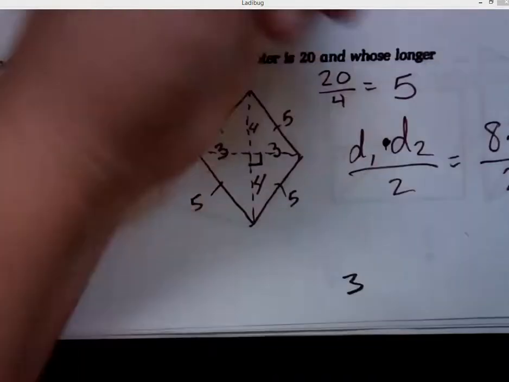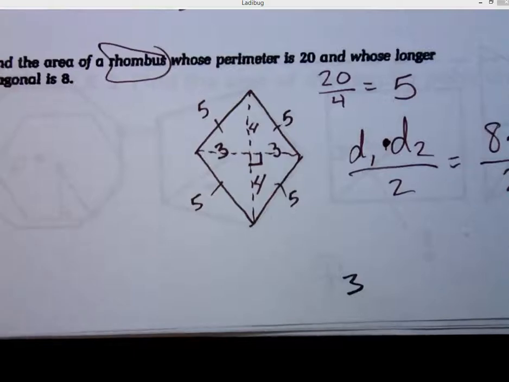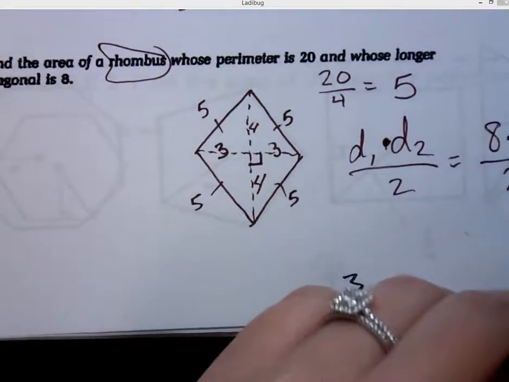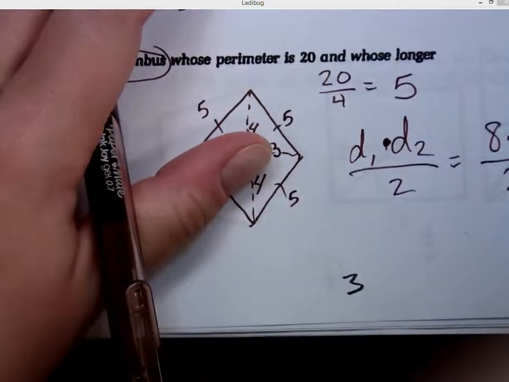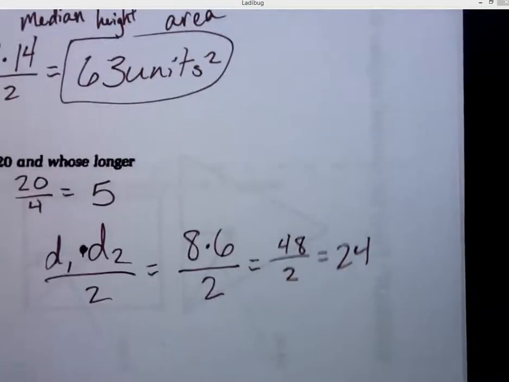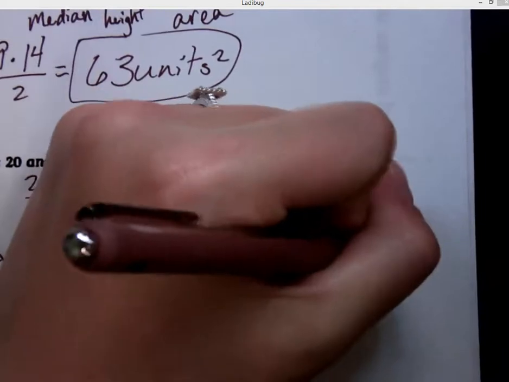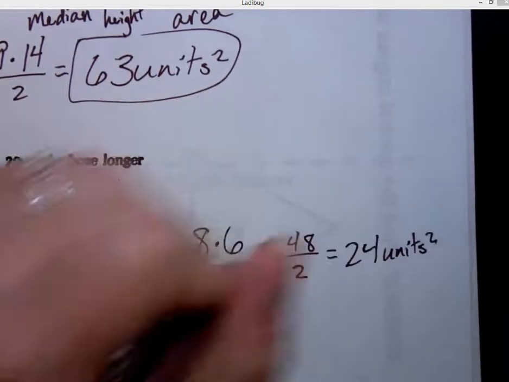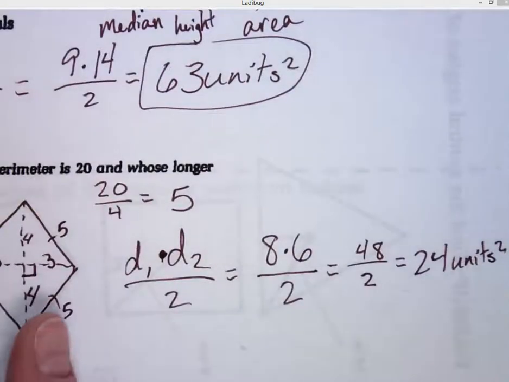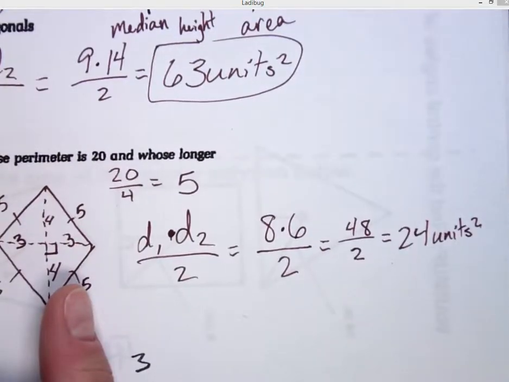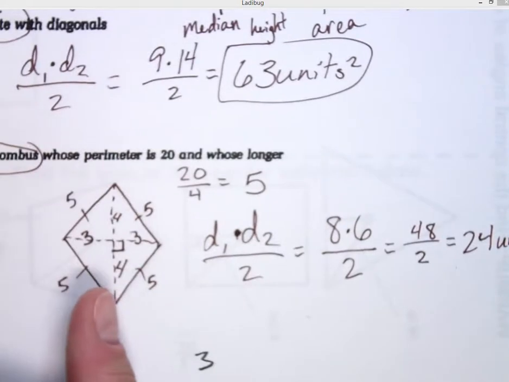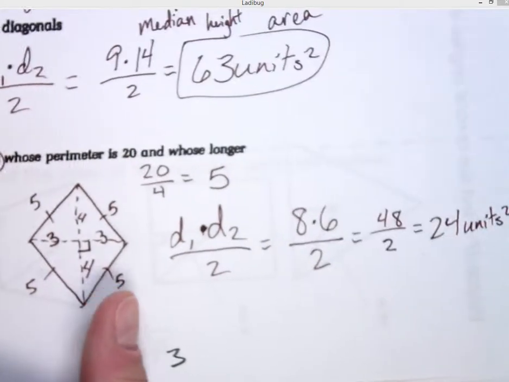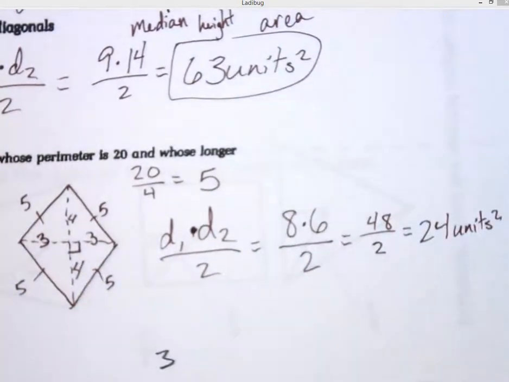48 divided by 2. 8 times 6 is 48. Cut that in half, you get 24. Can y'all see that? There you go. So 24 units squared. So yes, a lot going on there. But that is it. That's it for today.